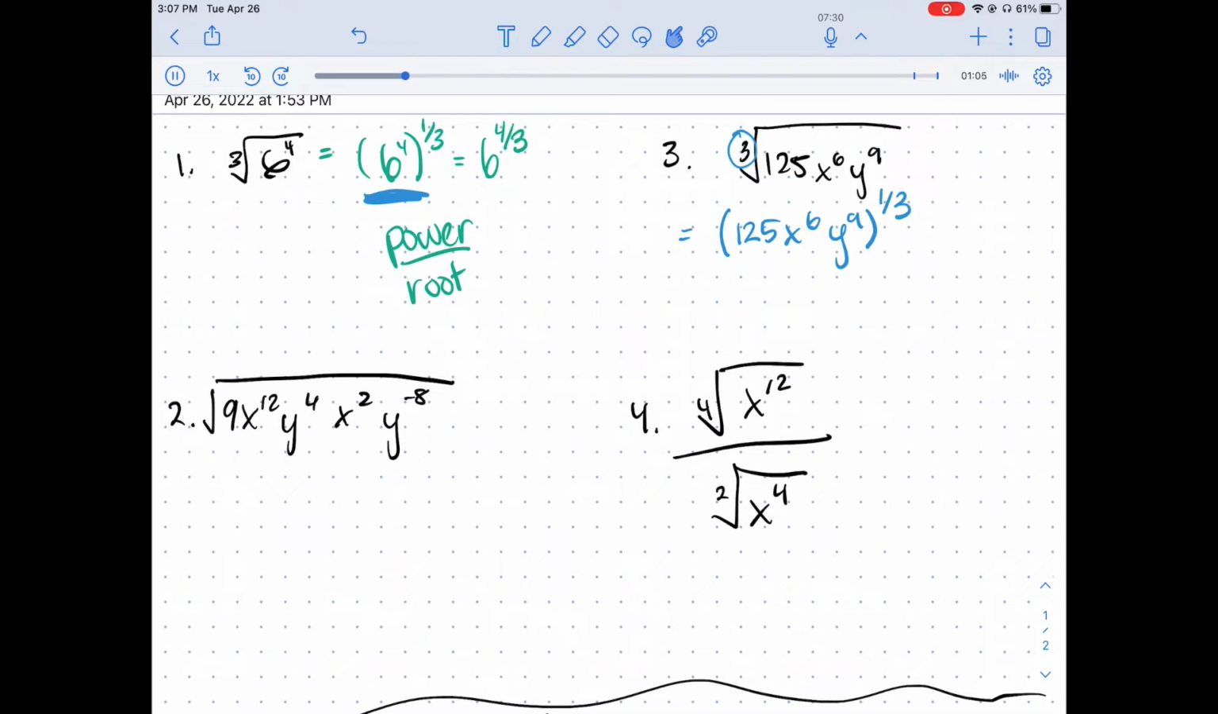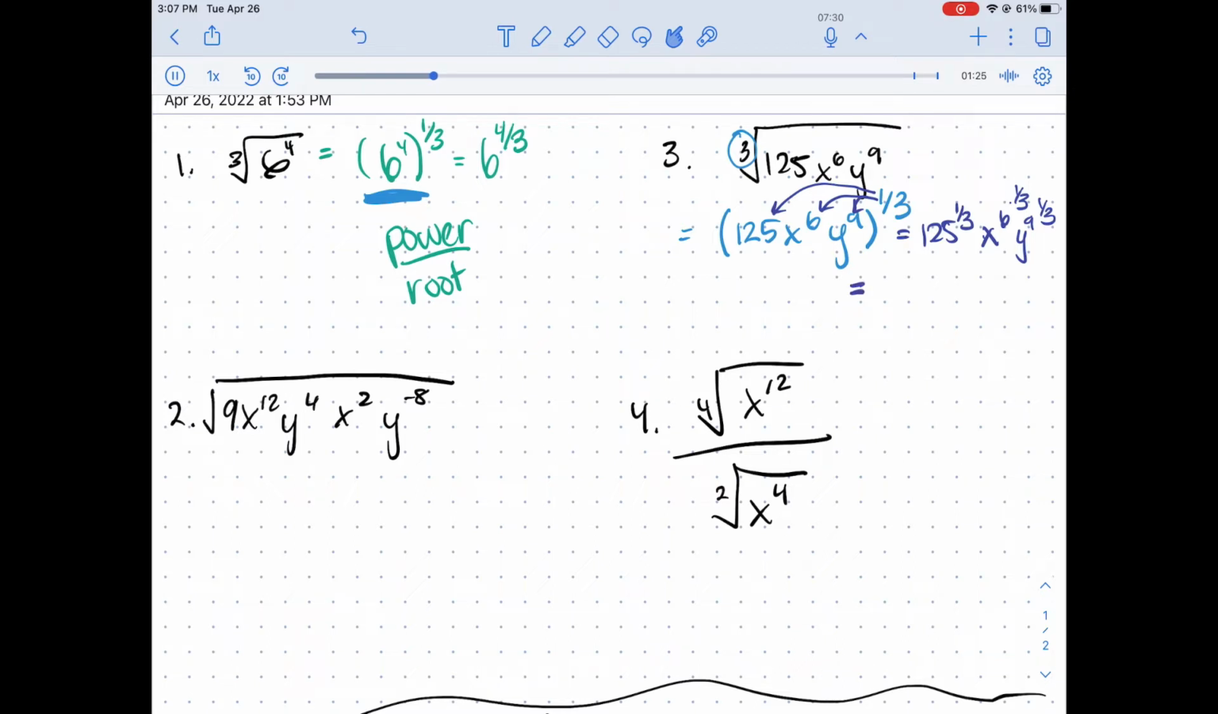Now, when I have multiple things to a power, I have to distribute that power. So now I have 125 to the 1/3 power times x to the 6th to the 1/3 power times y to the 9th to the 1/3 power.